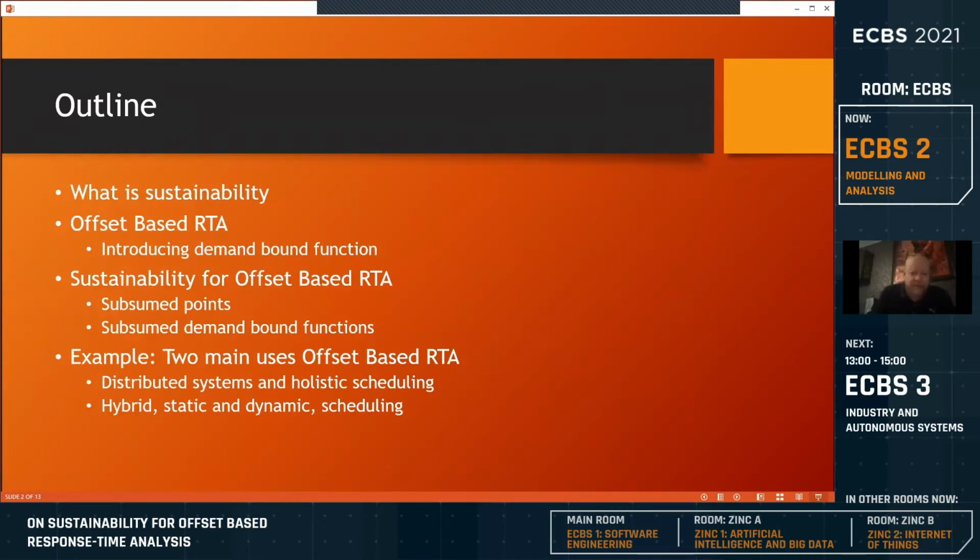And then I'm going to do an engineering example. And I can say that there are two main uses of offset-based response time analysis. Either it's for distributed systems and doing holistic scheduling, or hybrid static and dynamic scheduling, which we have been working on together with a company here in Sweden that adopts this and has actually implemented a lot of stuff in this regard in their products.